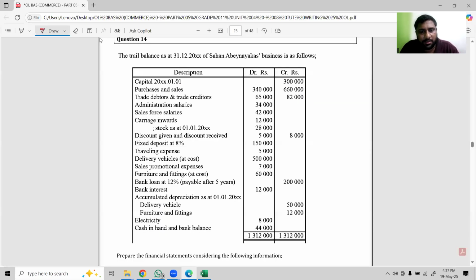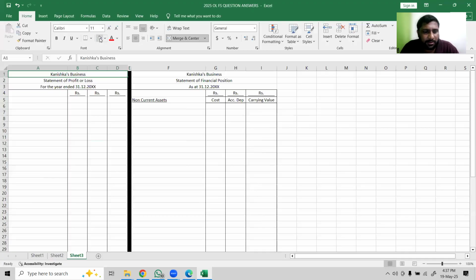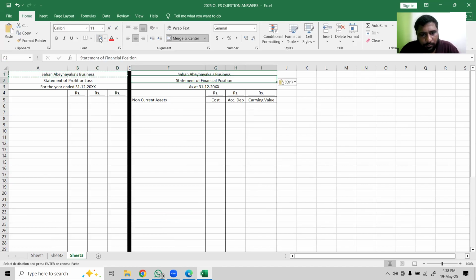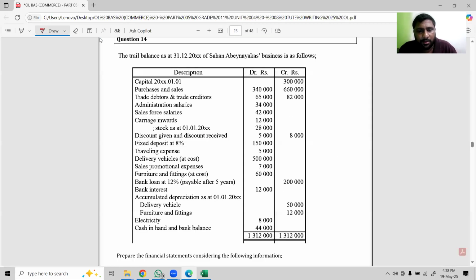Whose business? Sahan Abenayaka's business. So for writing this heading, you will be getting 1 mark. Sahan Abenayaka's business. Statement of profit or loss for the year ended.